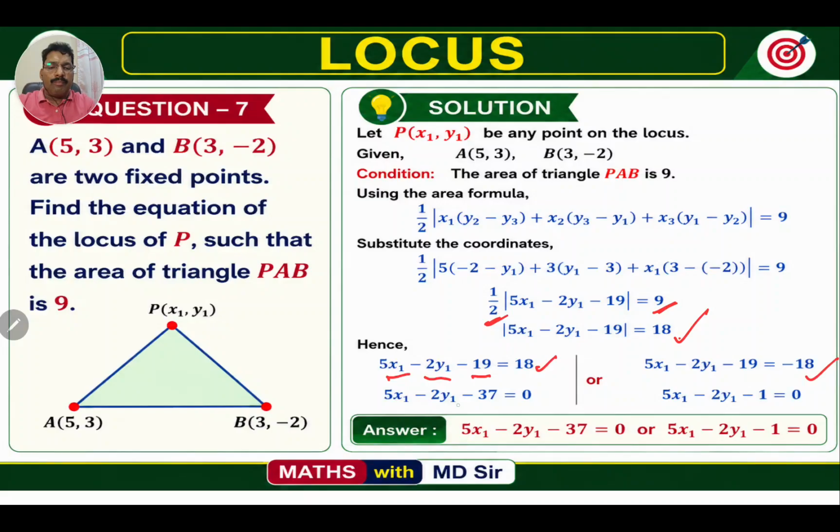Finally, the locus of P(x1, y1): 5x minus 2y minus 37 equal to 0, or 5x minus 2y minus 1 equal to 0. In this way, we have to find the locus of the given point. We'll go for the next question.